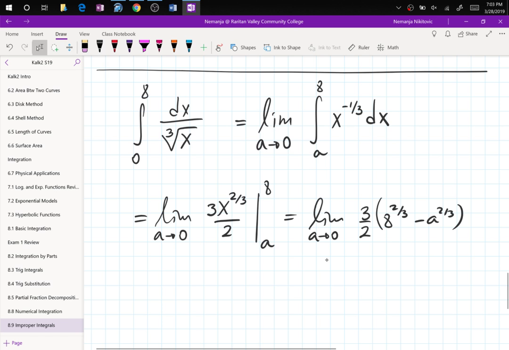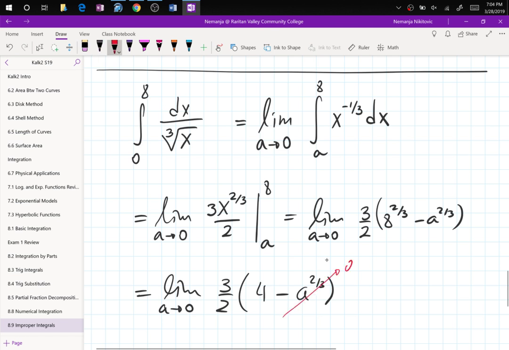Now, how much is 8 to 2/3? 4. Very good. You take the cube root first. Cube root of 8 is 2, and then you square it. It's 4. So this becomes limit a goes to 0 of 3/2 of 4 minus a to the 2/3. So when a goes to 0, that term dies.